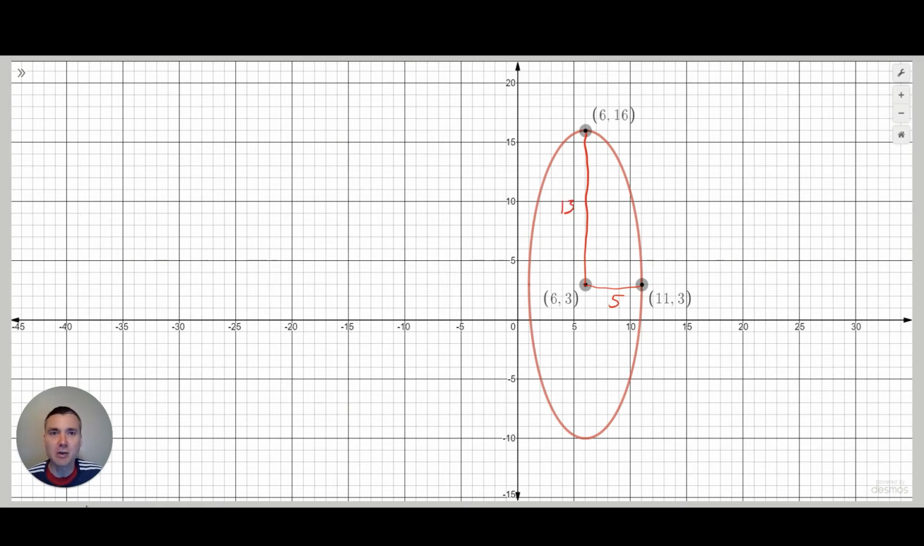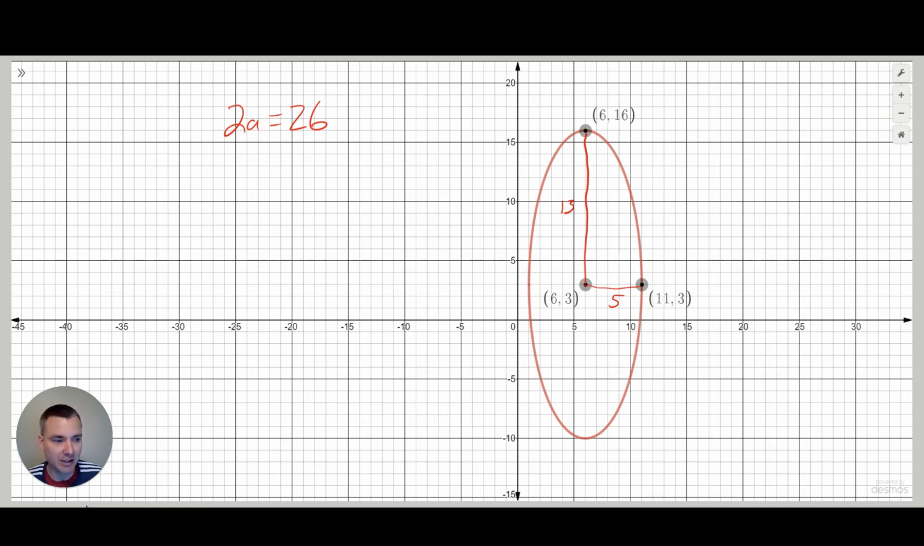Now, it's key to know that the distance from the two foci to any point on this ellipse is the sum of the major axis, or 2 times the major radius, so 2a, which is 26. It's also key to know that the co-vertex, (11, 3), is equidistant from both foci.